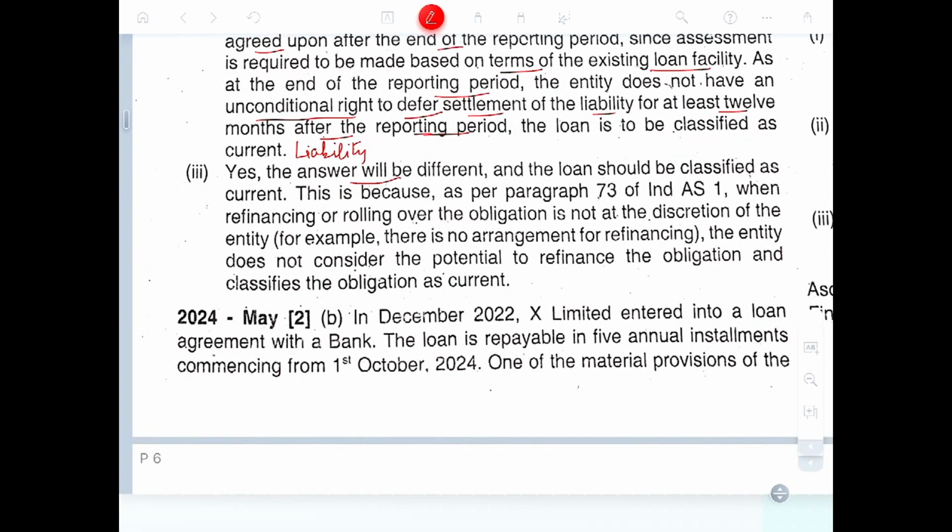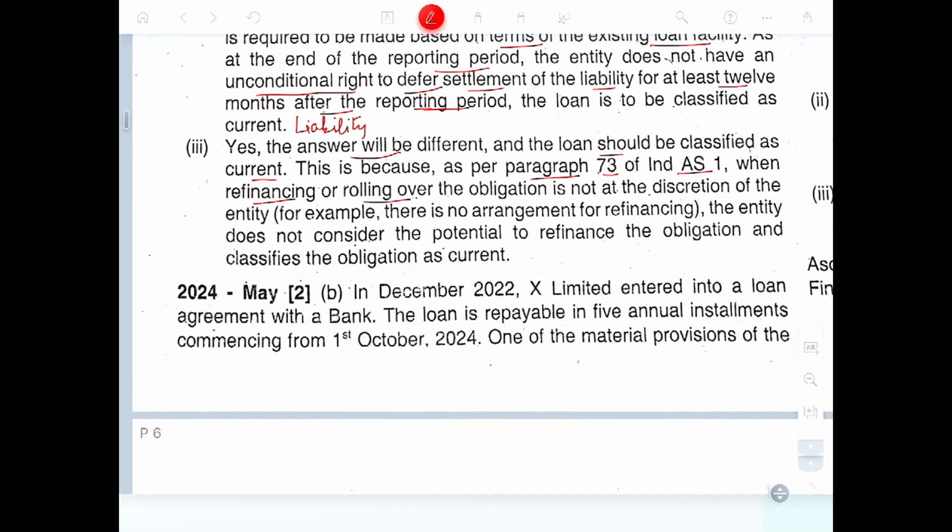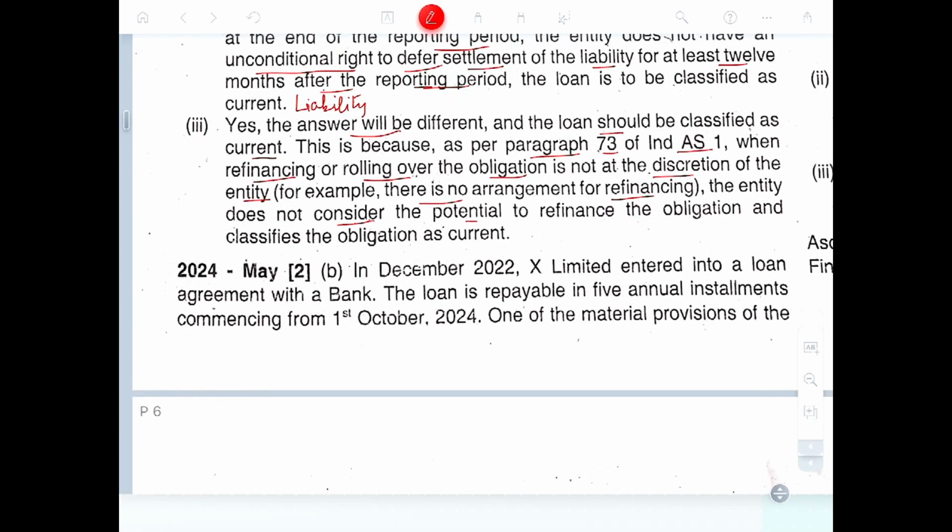Yes, the answer will be different, as the loan will be classified as current. It is because, as per para 73 of Ind AS 1, refinancing or rolling over the obligation is not at the discretion of the entity. For example, if no arrangement is redefined, the entity does not consider the potential to refinance the obligation and classifies the obligation as current.